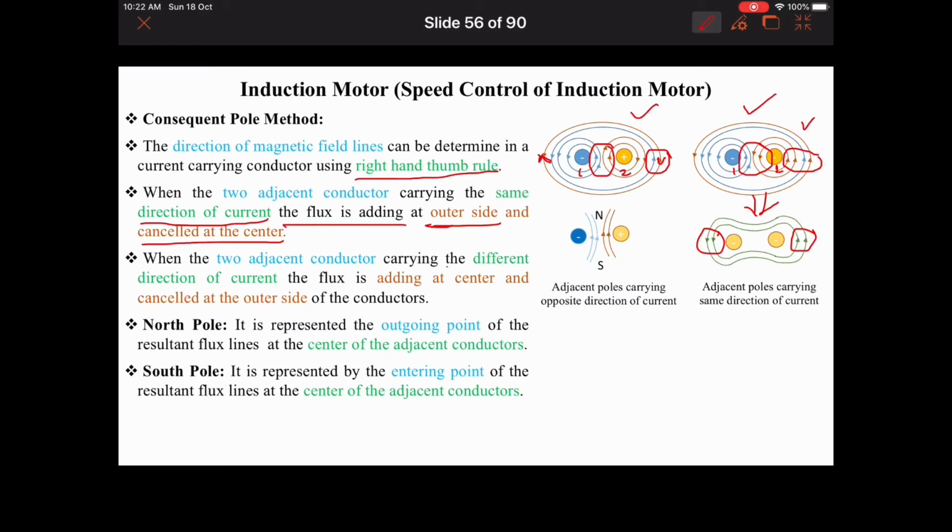So, the resultant picture will be like this. At the center the flux lines will add, and at the outer side the magnetic field lines will cancel each other. North pole is represented by the outgoing point of the resultant flux lines at the center of the adjacent conductors. So, this is the outgoing point, so here it will be the north pole. South pole is represented by the entering point of the resultant flux lines at the center of the adjacent poles. So, this is the entering point, so it will be the south pole.